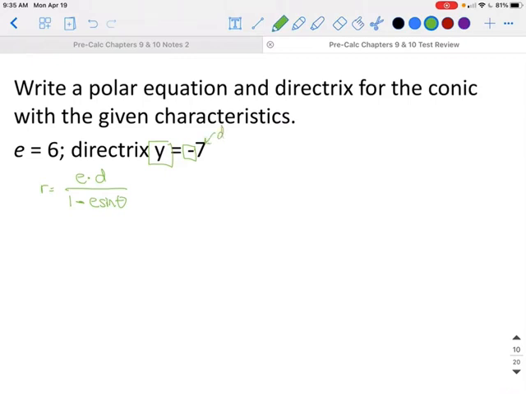Now, this tells me my value for d. We already have our value for e. So we're going to do 6 times 7 over 1 minus 6 times the sine of theta. Or our equation will just be 42 over 1 minus 6 sine of theta.